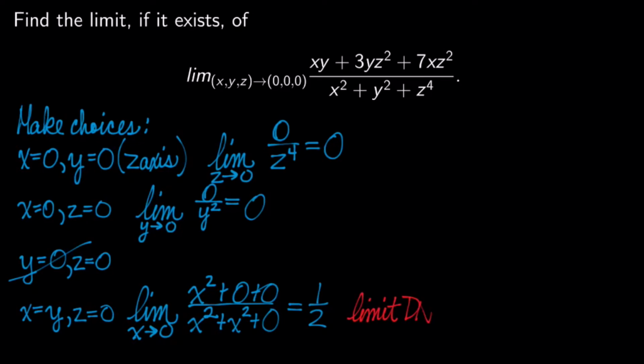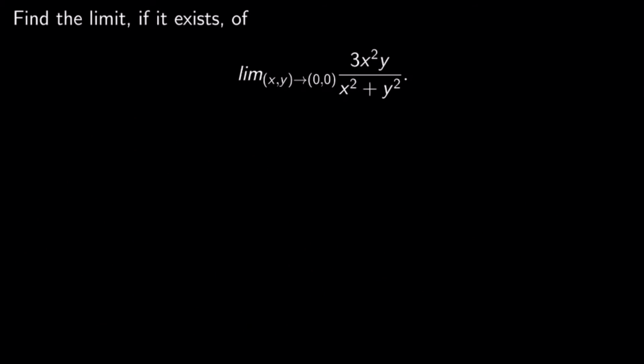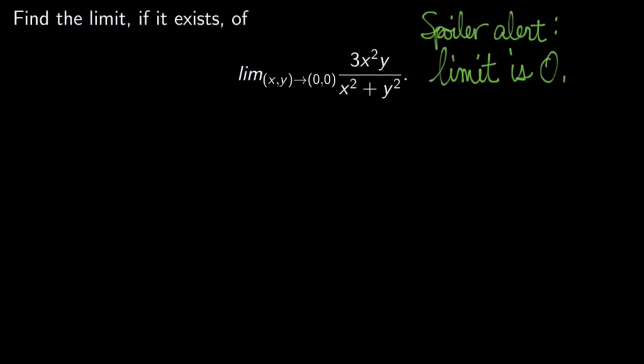So actually, this limit does not exist, and these two lines of work, or the top line and the bottom line if you like, these two limits are the literal proof that the limit does not exist. Now, I want to compare that example to this other example. And as a spoiler, this limit does exist, and this limit is equal to 0.